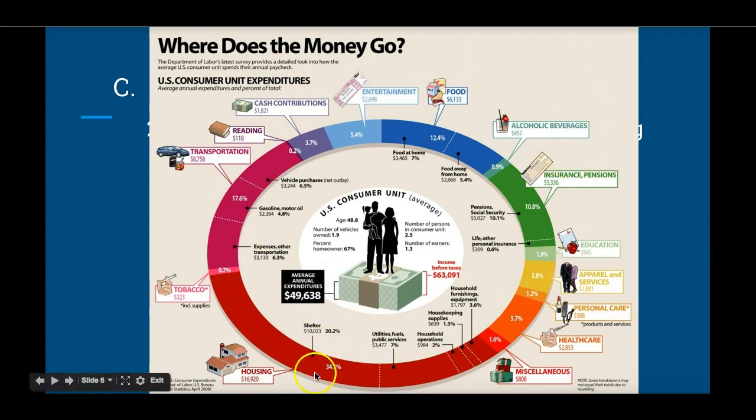So for example, 34.1% is spent on housing, 12.4% is spent on food, 10.8% is spent on insurance, okay? 5.7% is spent on healthcare. You get the picture. But here's the point. The consumer spending is adding all of this up, which equals $49,638, and that is only one aspect of determining GDP.